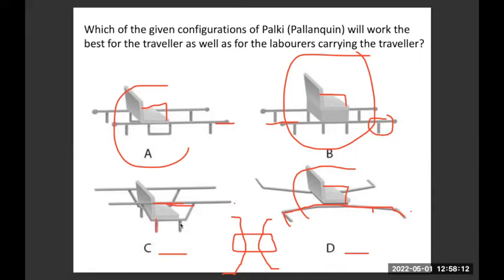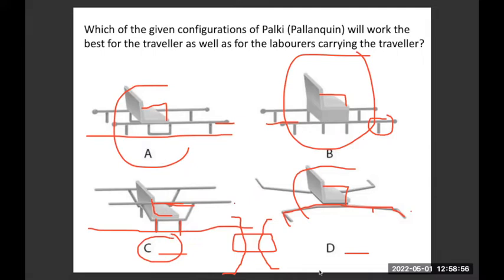The seat is raised from the ground, so the person who is carrying doesn't have to bend much, because the ground comes here. In this case, the ground comes here. So this is much more raised from the ground, so the laborer doesn't have to bend much when he's carrying. It becomes easier. And because the seat is a little bit lower down, the traveler sitting on that seat doesn't feel that he's too much raised, and doesn't feel that instability. So option C works the best for both the traveler as well as the laborer.